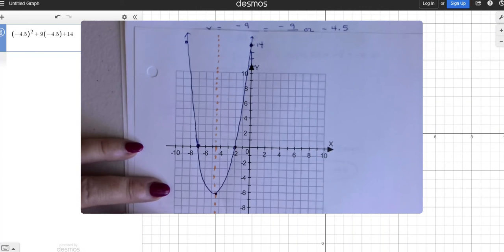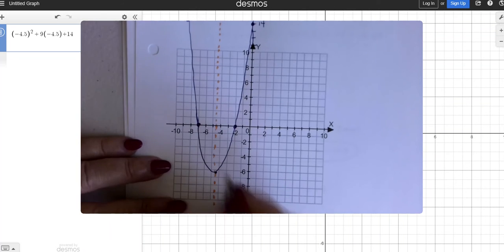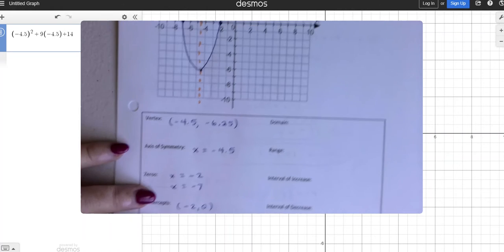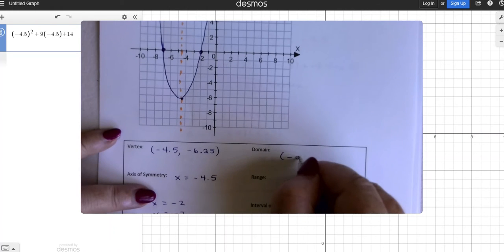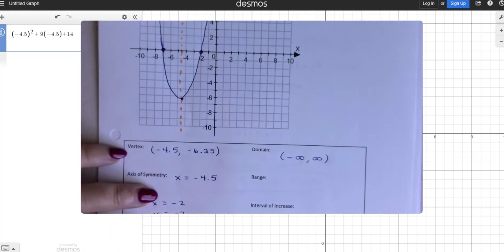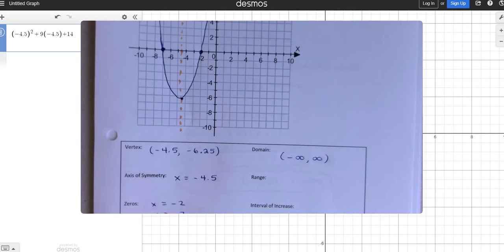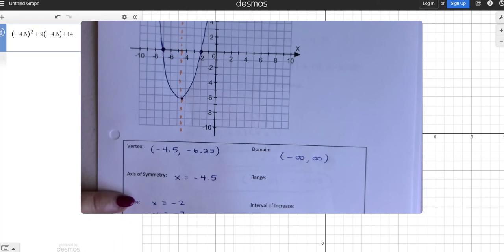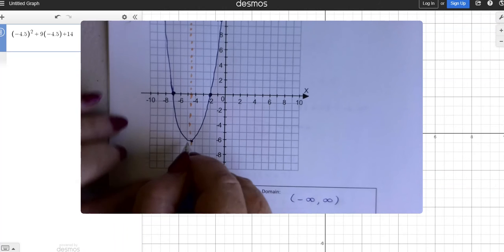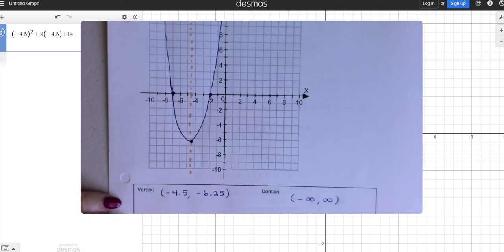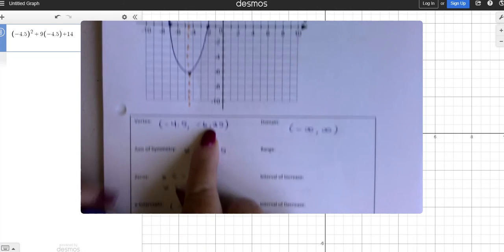But again, I didn't absolutely need that point, since I did have the 2 points in addition to the vertex that I really need to draw the graph. All right, domain, negative infinity to infinity. I know it's boring, but at least it's easy, right, for all parabolas. And then our range, we have a smallest y value here, which we know at the vertex was negative 6.25, and then we go up to infinity from there.